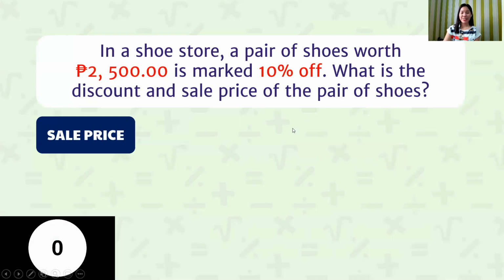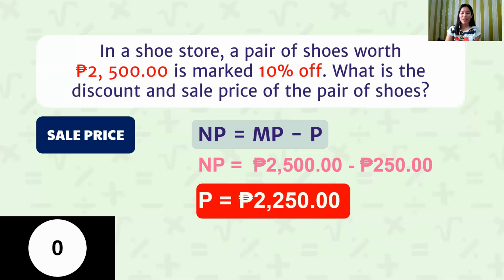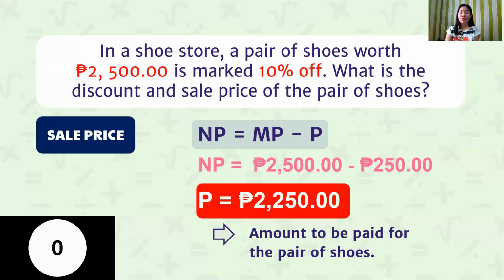Time's up. Let us check your answer. The formula that we use in finding the sale price of an item is NP equals MP minus P. It is given that the marked price is 2,500 pesos and the discount that we've solved earlier is 250 pesos. And subtracting 250 pesos, our discount, from the marked price, which is 2,500 pesos, we will get, that's correct, 2,250 pesos, meaning 2,250 pesos is the amount to be paid for the pair of shoes.